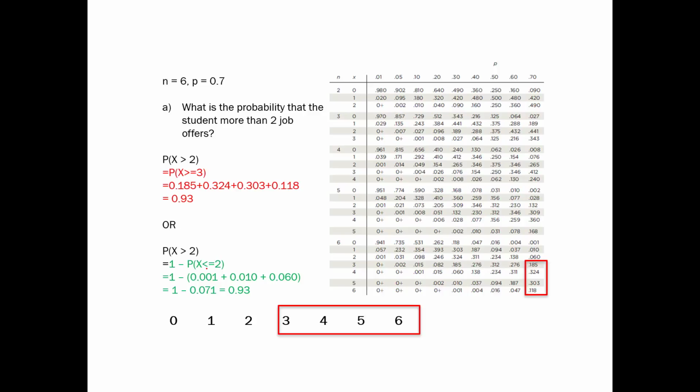Now, another way of thinking about this is to use the law of complements, and you'll see when we look at Excel why this is a particularly useful thing to do. Rather than computing the probability that x is greater than 2, we could think about this as the complement. If x is greater than 2, the complement would be x is less than or equal to 2, or 0, 1, and 2.